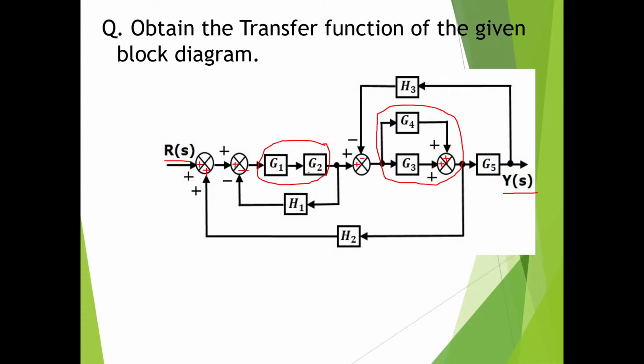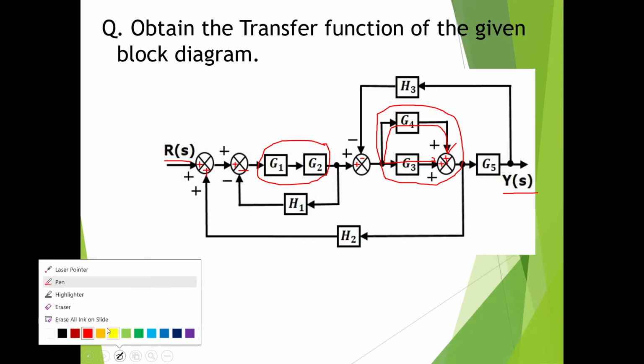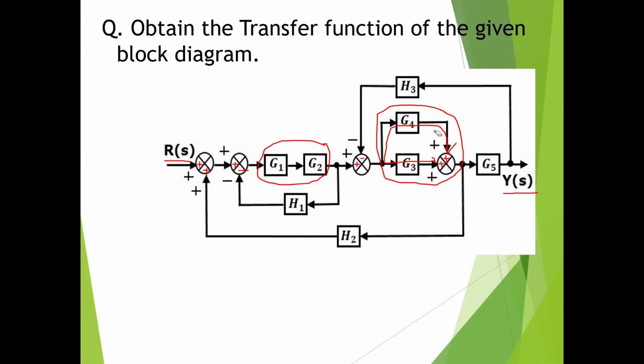G1, G2, it is clearly understood that G1 and G2 are in cascade. What about G3 and G4? Signal starts from this branch point, travels like this and ends at this summing point. So the starting point and ending point are the same. Signal is not returning back here. So G3 and G4 are connected in series or parallel or feedback? They are connected in parallel. Both G3 and G4 are connected in parallel. G1, G2 are connected in cascade.